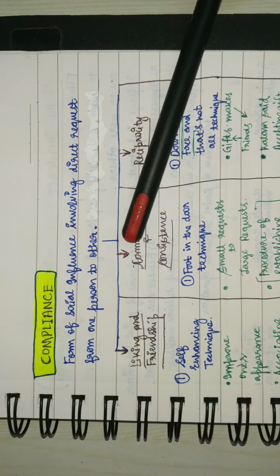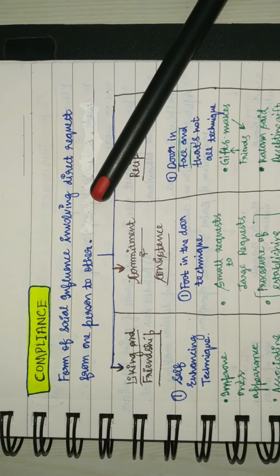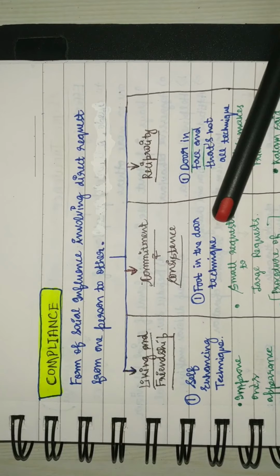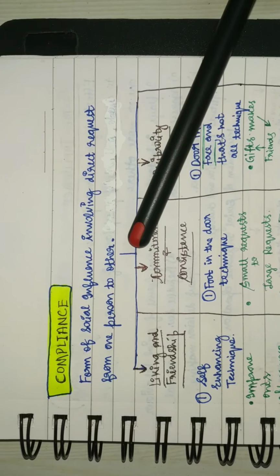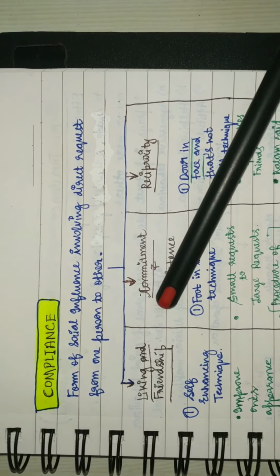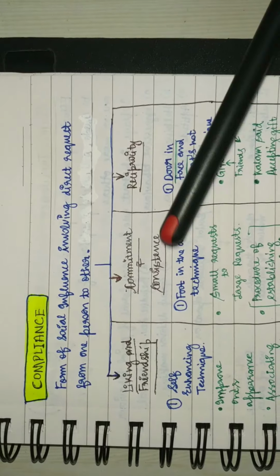In this video we'll be learning about compliance. Now, compliance is a form of social influence involving a direct request from one person to another. Okay, so it's a kind of request, it's not an order, which is obedience. Now, all the techniques of compliance rest on six basic principles.